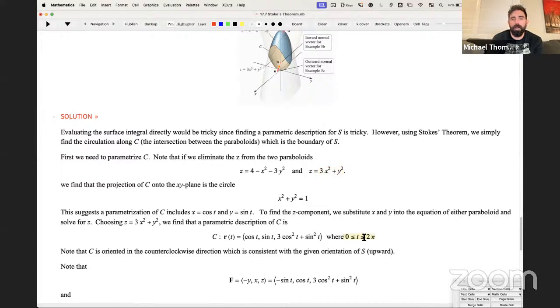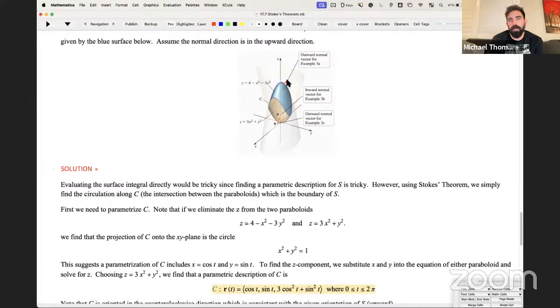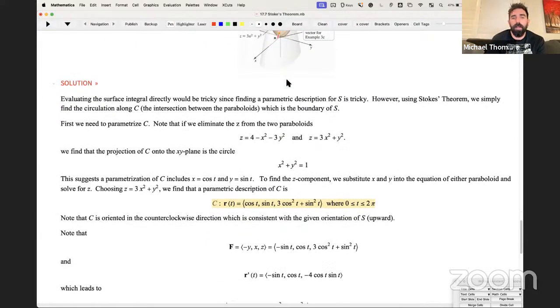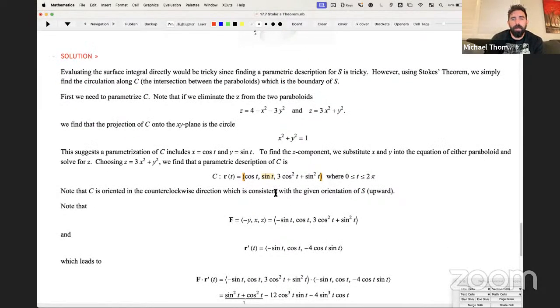We're going one time around the circle, from 0 to 2 pi. And then you probably want to make sure that it's oriented how you want it oriented. Since the normal vector is chosen to be upward, we have to make sure this curve C is oriented in the counterclockwise direction when viewed from above. Hopefully you can see that because the cosine t is first and the sine t is second, that ensures that we go in the counterclockwise direction. If you wanted it to reverse, you could just switch the sine and the cosine. Okay, so we're good to go.